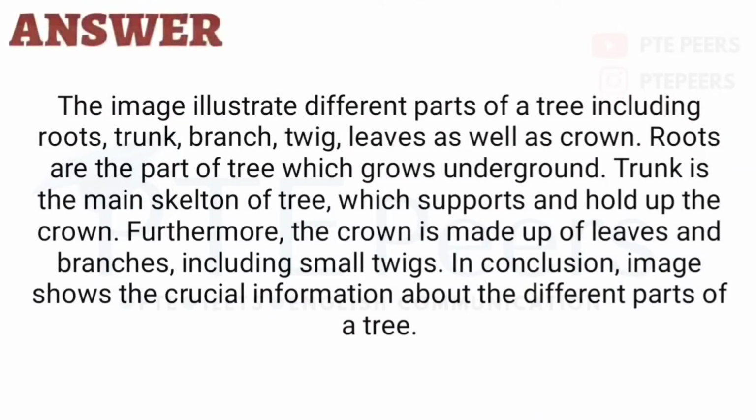The image illustrates different parts of a tree including roots, trunk, branch, twig, leaves as well as crown. Roots are the part of tree which grows underground. Trunk is the main skeleton of tree, which supports and holds up the crown. Furthermore, the crown is made up of leaves and branches, including small twigs. In conclusion, image shows the crucial information about the different parts of a tree.